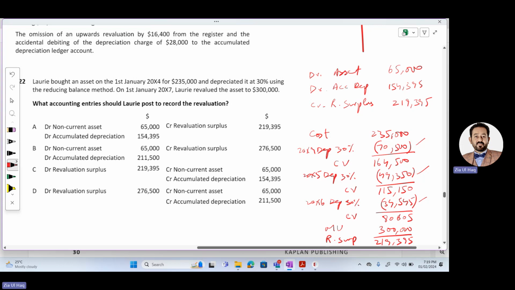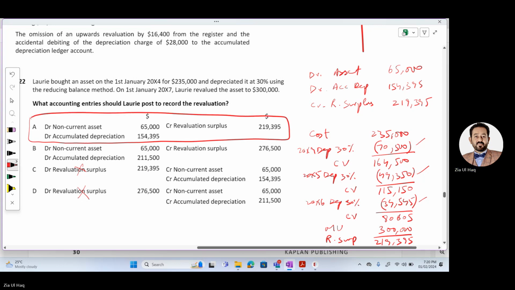Option C says debit revaluation surplus. This is never ever. Option D is also saying debit revaluation surplus. Never ever, it should be credit revaluation surplus. A says debit asset with 65,000, accumulated depreciation with 154,395, and credit revaluation surplus. So A is the correct option.